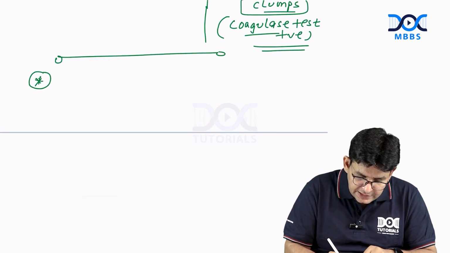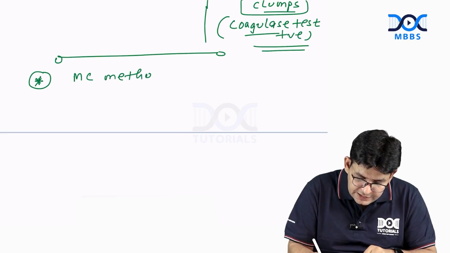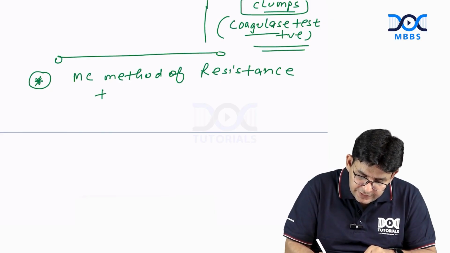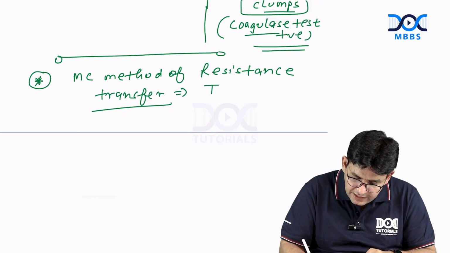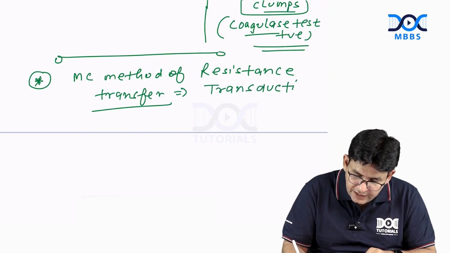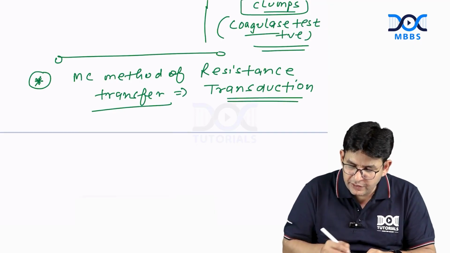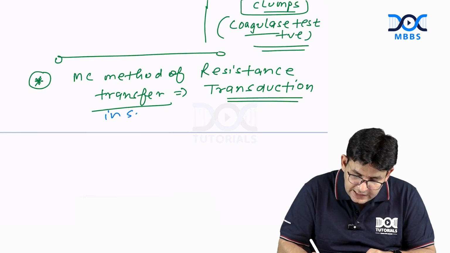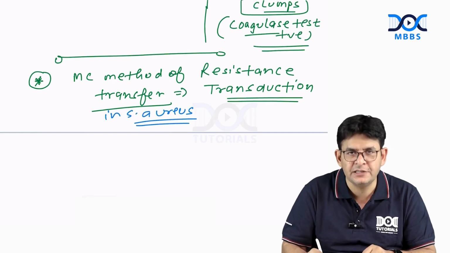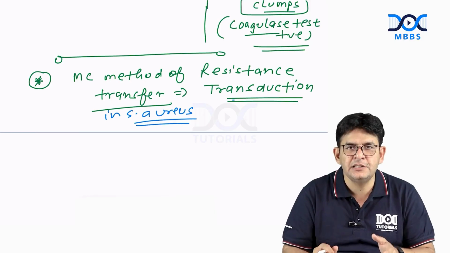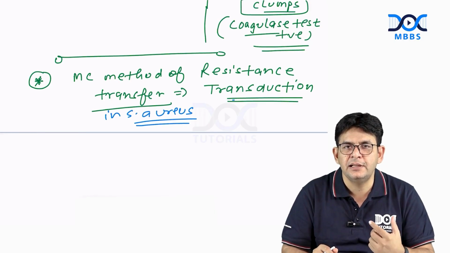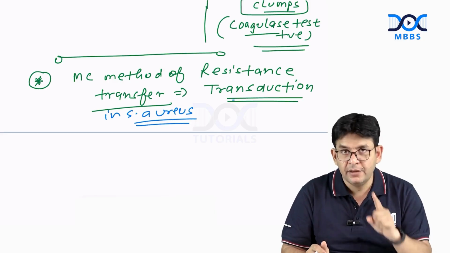Nowadays, it is also being asked in one of the INI-CET exams: what is the most common method of resistance transfer in Staph aureus? The answer is, what guys? Transduction. Remember, transduction is the most common method of resistance transfer in Staph aureus. And if I remove Staph aureus and just ask you the most common method of resistance transfer overall in bacteria, the answer is conjugation. Remember this particular fact also.